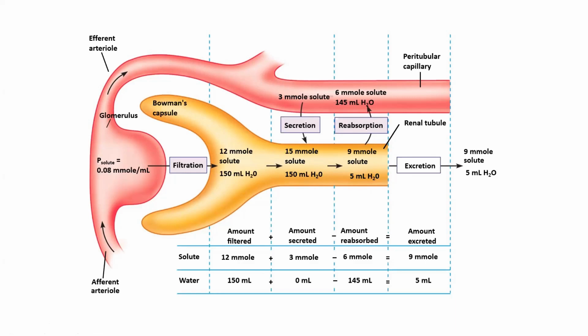We've reabsorbed 145 milliliters of water, okay? And so the remaining filtrate that we now excrete has 9 millimoles of solute and 5 milliliters of water. And so this is how we can deduce whether or not reabsorption or secretion took place by looking at the amount of solute that's left in our urine at the end here, versus the amount of water that's left in our urine at the end as well.